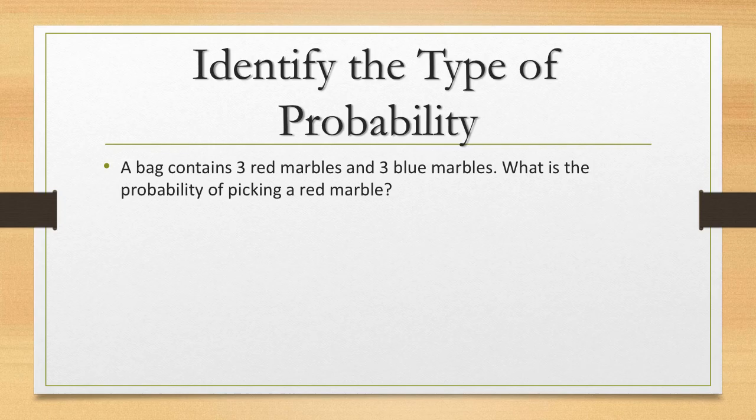So let's practice identifying what type of probability this is. It says a bag contains 3 red marbles and 3 blue marbles. What is the probability of picking a red marble? Okay, so the question we should ask ourselves is, did we actually do anything? Did we actually pull any marbles out of the bag? The answer to that question is no. So since we didn't actually pull any marbles out of the bag, this is theoretical.